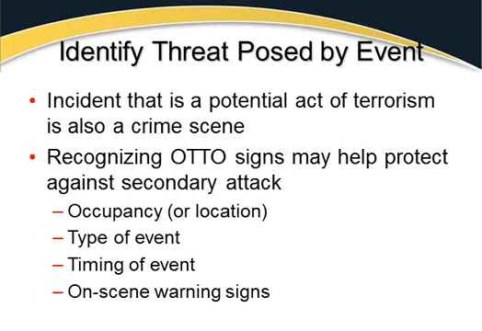So to try to identify some of these threats, an incident that has potential to be an act of terrorism is also a crime scene. So at the very minimum, we need to be cautious that we're not destroying any evidence. And then looking at the auto signs to help protect against secondary attack. Looking at the occupancy of the location, the type of event, the timing of the event, and any on-scene warning signs. So when we discuss those sort of things, we're looking at these suspicious incidents.